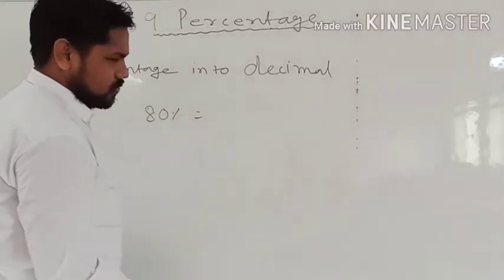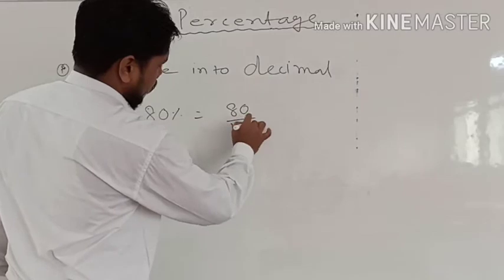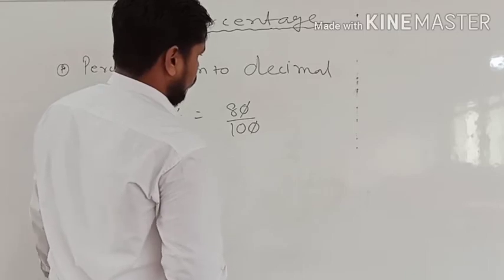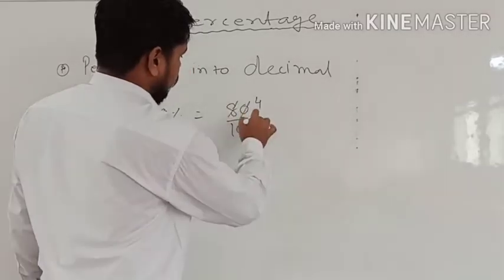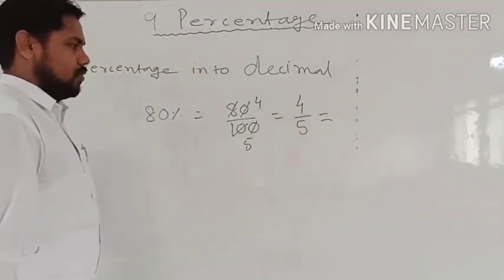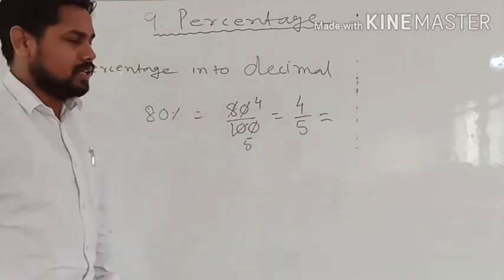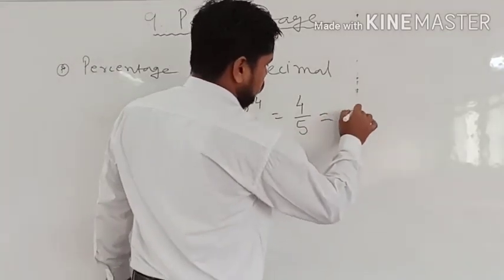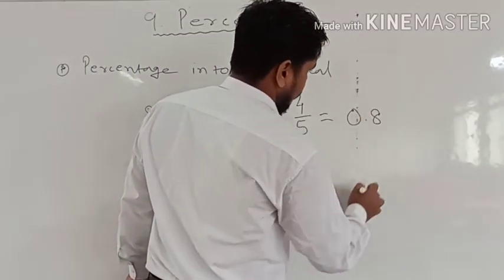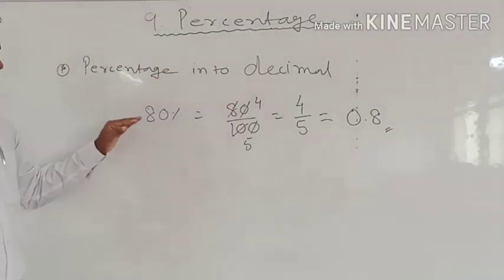Very simply, the first step is to convert into the fraction. So it will be 80 divided by 100. After the 0 cancels out, 4 2s are 8, 5 2s are 10. So 4 divided by 5. So the first step is to convert the percentage into a fractional number, then convert the fractional number into decimal. If you convert this into decimal, 5 8s are 40, so 0.8, right? So 0.8 will be the decimal conversion of this 80%.